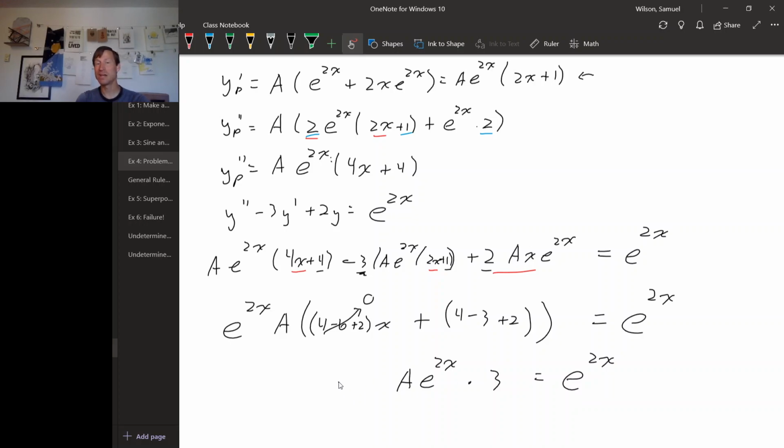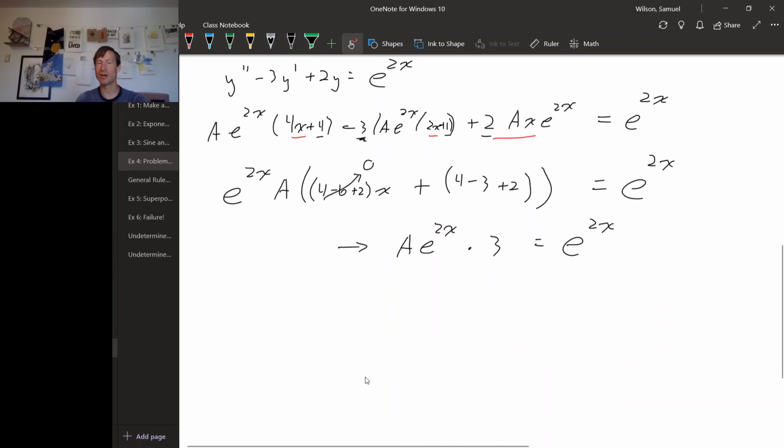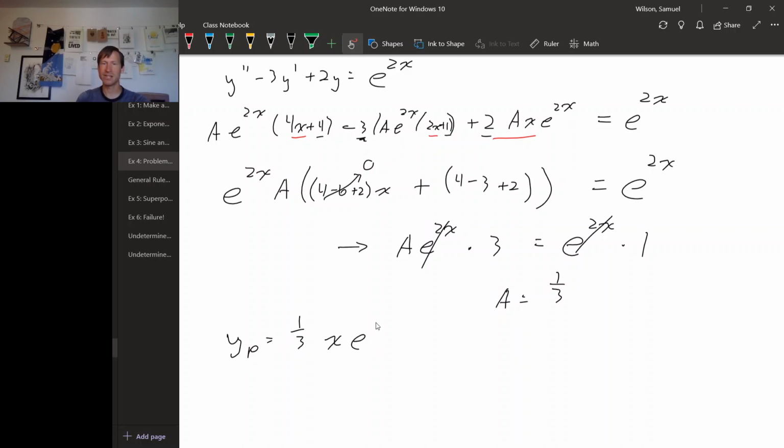And now we can use this equation to solve for our undetermined coefficient a. So divide both sides by e to the 2x, and we're left with a is a third. So now we have a particular solution, 1/3 times x e to the 2x.